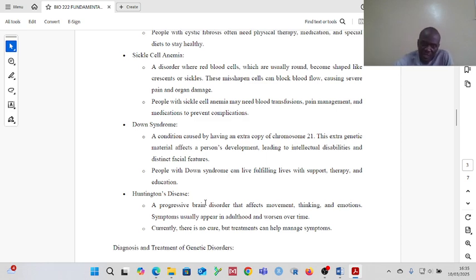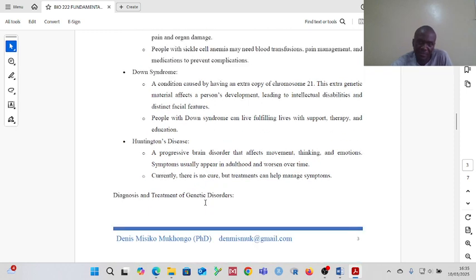The Huntington disease. This is a progressive brain disorder that affects movement. It affects thinking and even it affects emotions. But it will usually appear in adulthood. So someone will appear normal, but once upon attaining adulthood, someone suffering from the Huntington's disease will now suffer some of these characteristics.